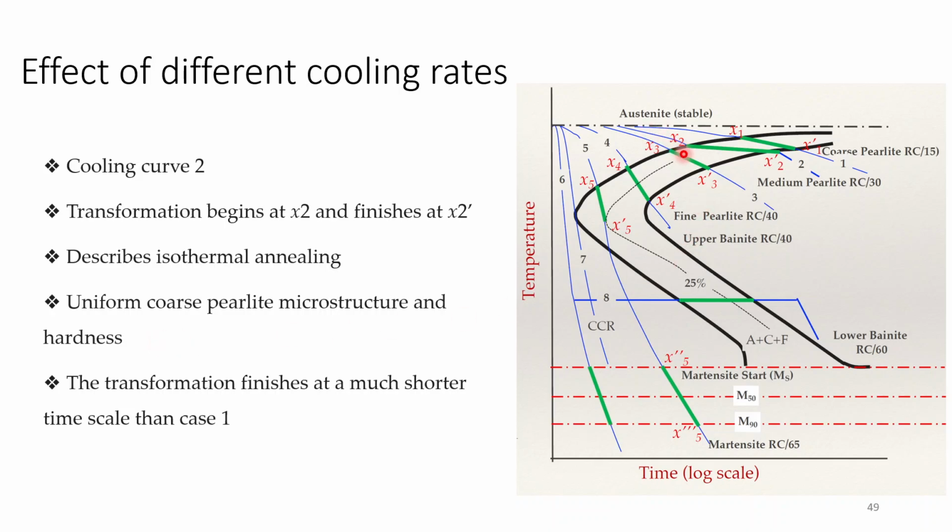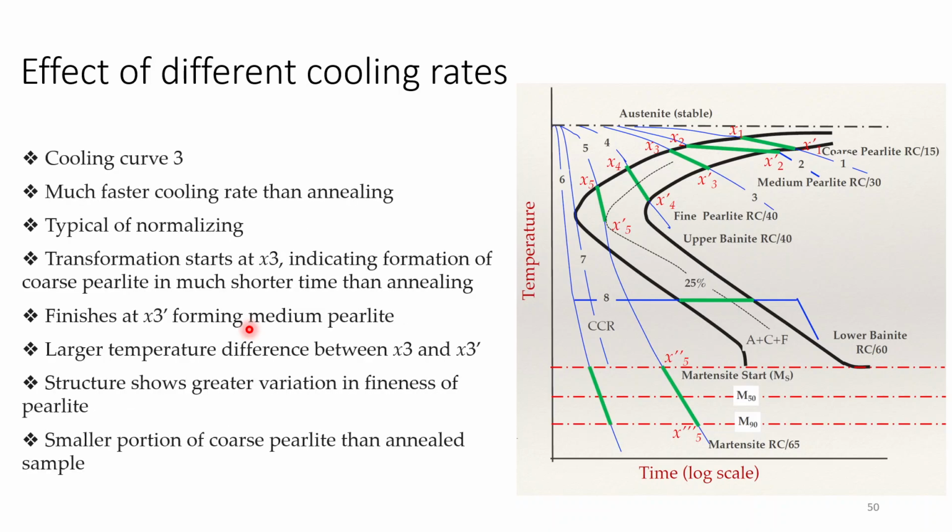You will be having more uniform. When you will be cooling with the isothermal cooling, then you get more uniform structure. The transformation finishes at a much shorter time scale than case 1. Okay, so here you had completed here, but here you are completing at a time here. So here time is in log scale, so the difference may look smaller here, but it is a higher time difference because it is in log. So here you will be having uniform, coarse pearlite, microstructure and hardness, and the transformation finishes at a much shorter time scale compared to case 1.